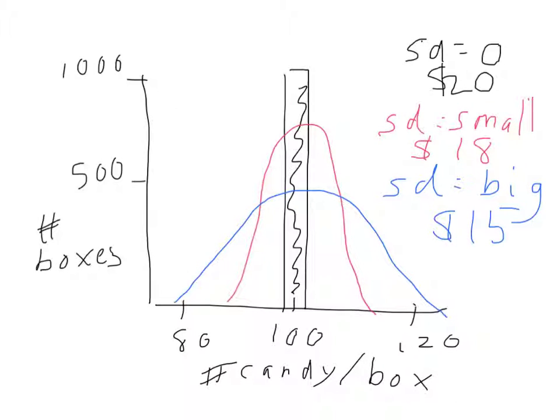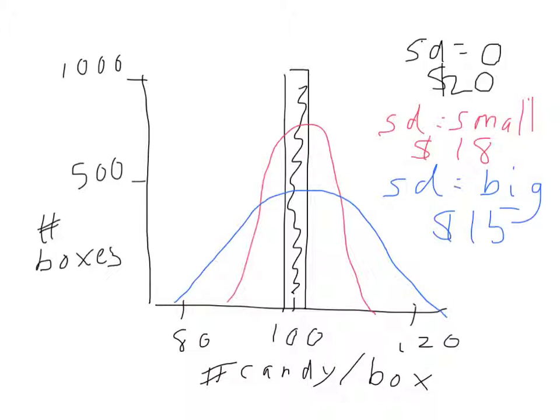But then there's another box of candy from a different manufacturer. This is in blue. And so we see that they have pretty sloppy quality control. So some of their boxes have 80, some have 120. Okay? So we see they have a big standard deviation. The price is cheaper. Okay?